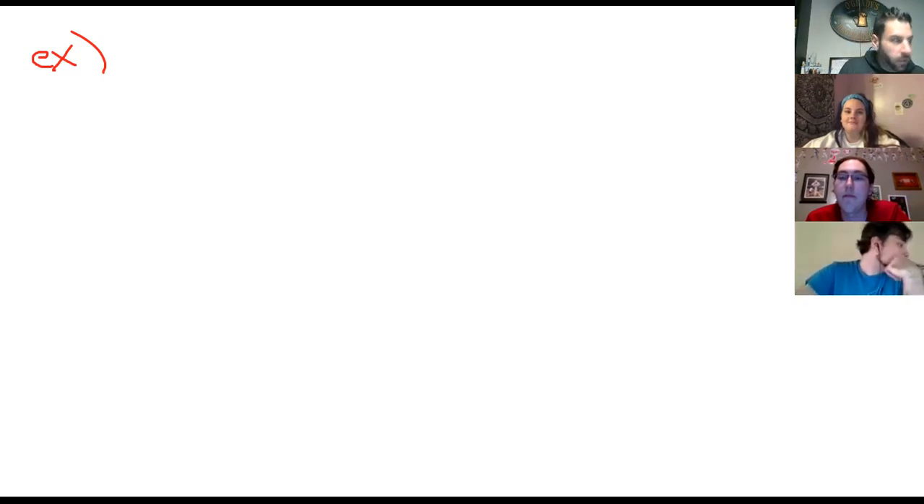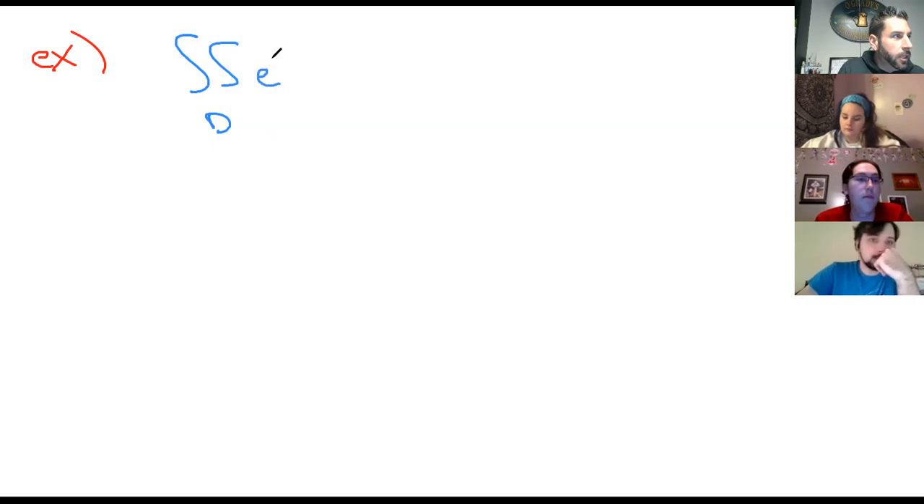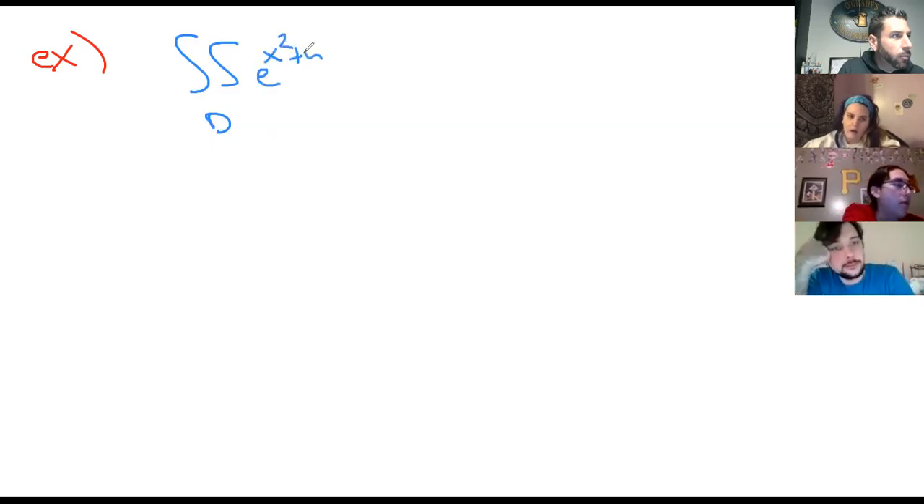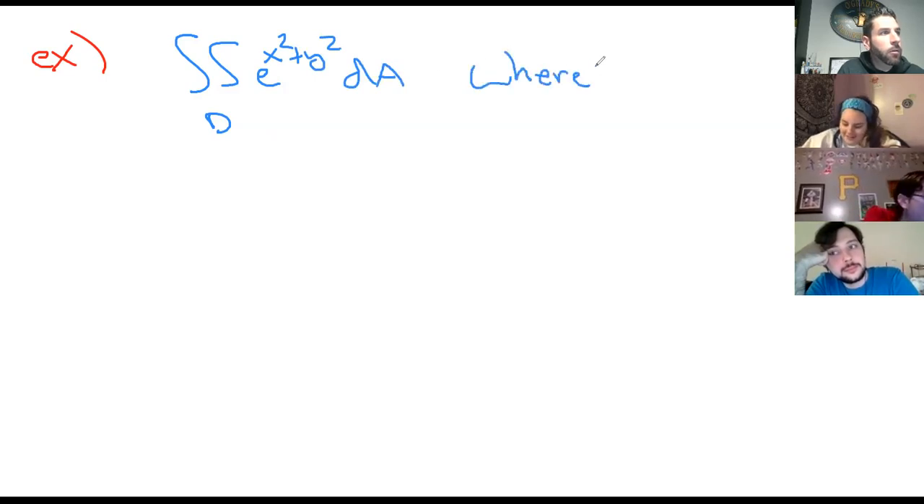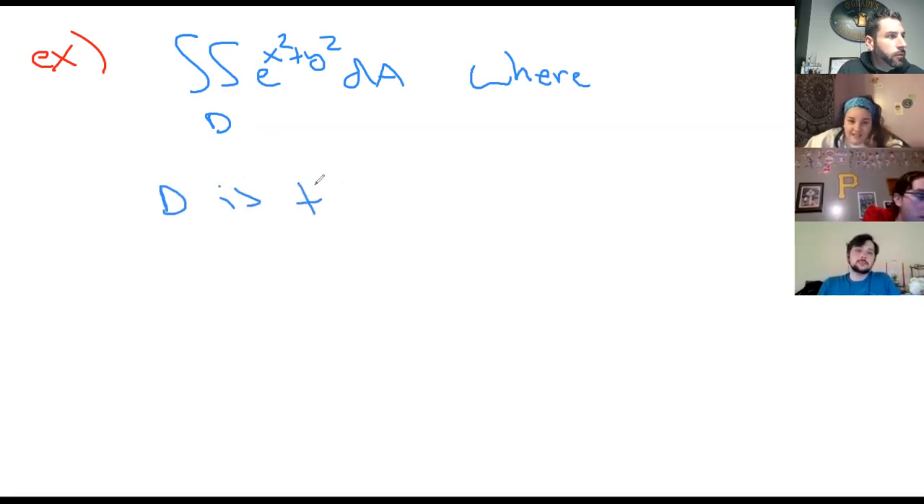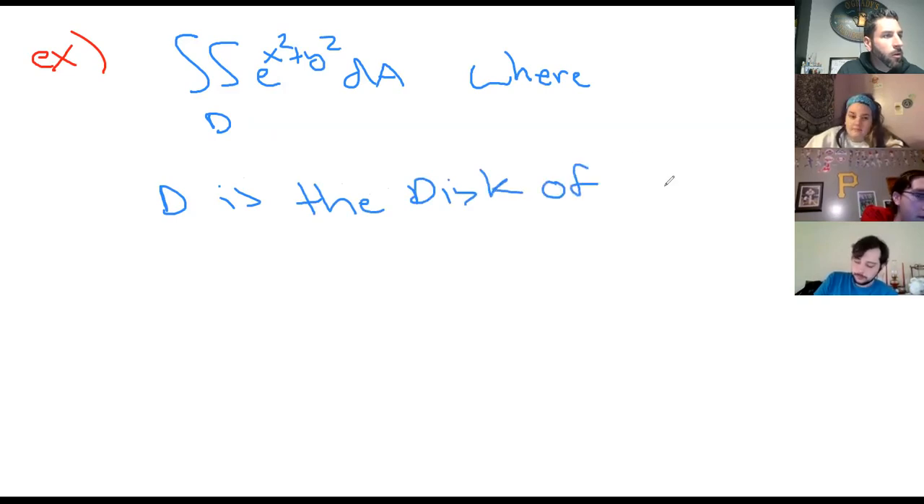Anyhow, let's do an example. So let's integrate. We're going to write it down like legends. Let's say e to the x squared plus y squared, like this. So let's integrate this where D is the disk of radius 2, centered at the origin.